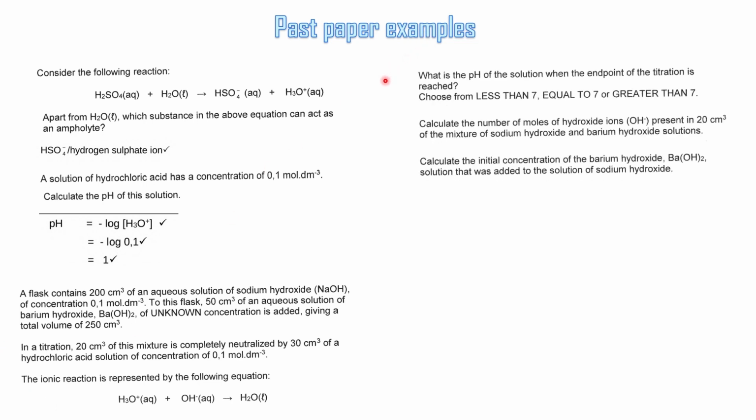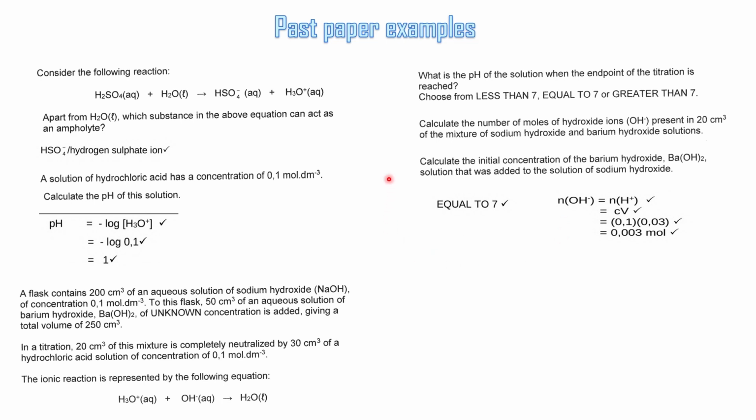The first question, what is the pH of the solution when the endpoint of the titration is reached? The titration only happens when there is neutralization, so it should be equal to 7. Calculate the number of moles of hydroxide ions present in 20 centimeters cubed of the mixture of sodium hydroxide and barium hydroxide solutions. You already have the concentration which they give to you, 0,1, and you have the volume, 30, which you divide by 1,000 and it should give you 0.03. Now you have solved for the number of moles.